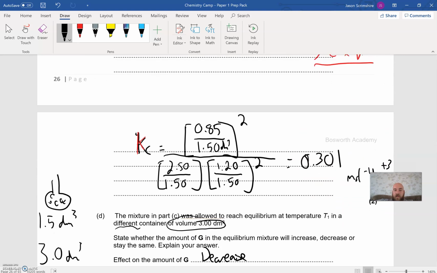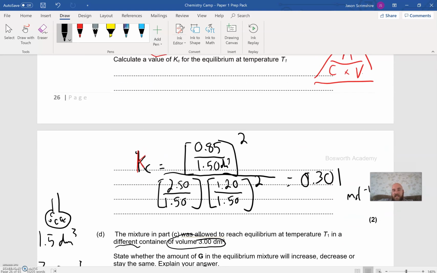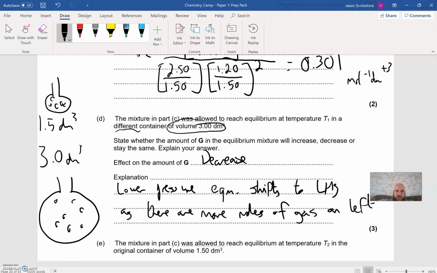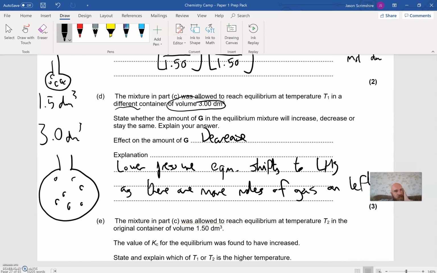So overall, the expression for Kc is 0.85 divided by volume, squared, divided by 2.5 divided by volume times 1.2 divided by volume, squared, and you should end up with 0.301.